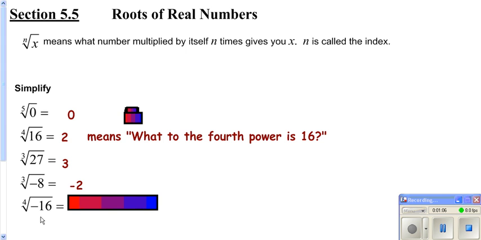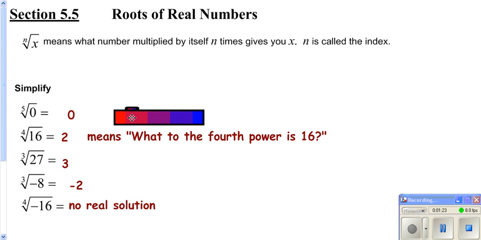And what times itself 4 times gives you negative 16. Some of you might be thinking, well, it's 2. Well, 2 times itself 4 times is positive 16. A few of you may be thinking negative 2. And a negative 2 times itself 4 times is positive 16. So neither one of them work. There's really no real solutions to this. There are numbers that work, but not in the real number system.